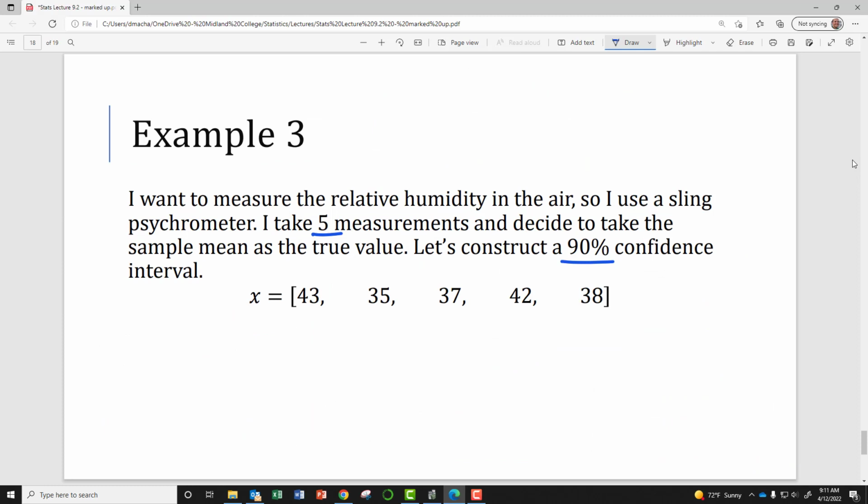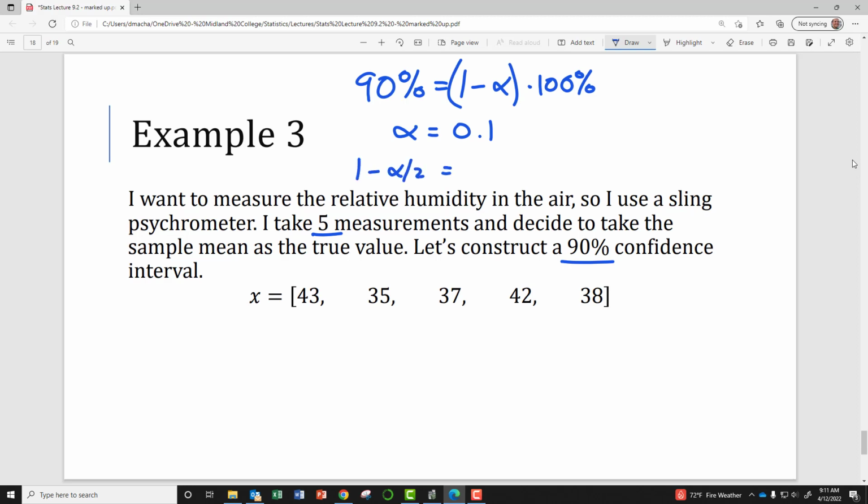So I'm going to find alpha by setting 90% equals 1 minus alpha times 100%, and then solving this equation using your algebra skills tells me that alpha is 0.1. That means alpha over 2 is 0.05, so 1 minus alpha over 2 is going to be 0.95.